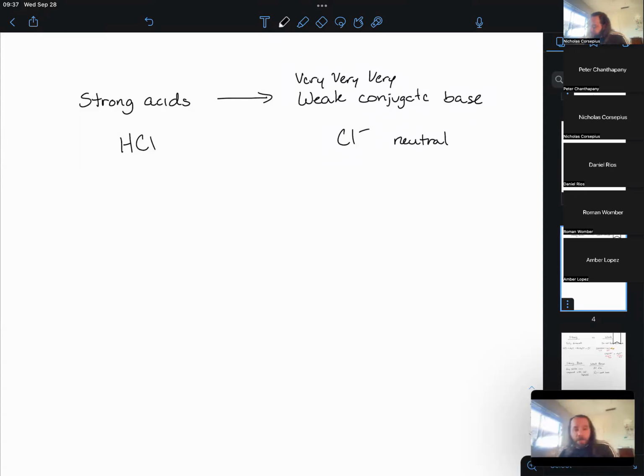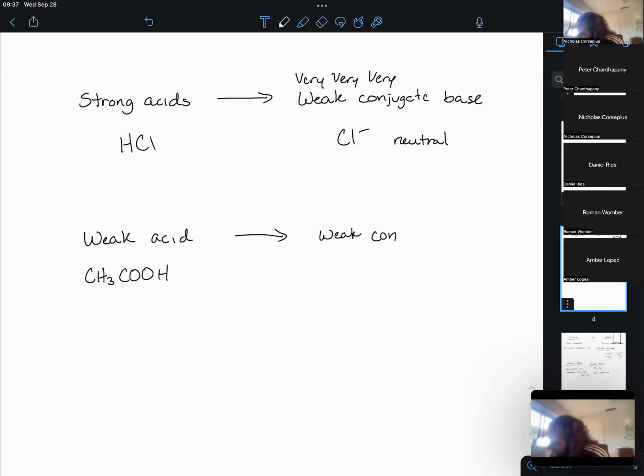But if we have a weak acid, so for example, we'll take our CH3COOH. It's got a weak conjugate base. All right, and we'll call it like a stronger weak conjugate base, CH3COO-.